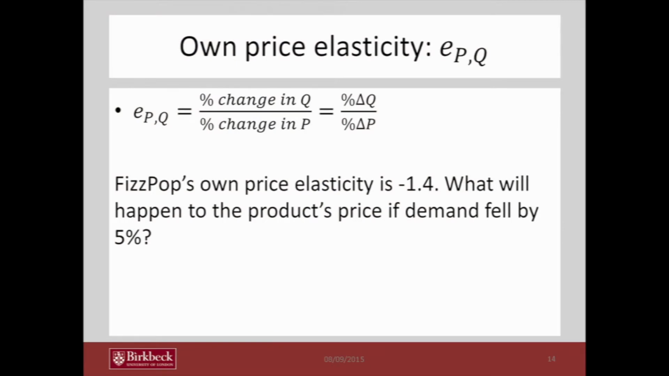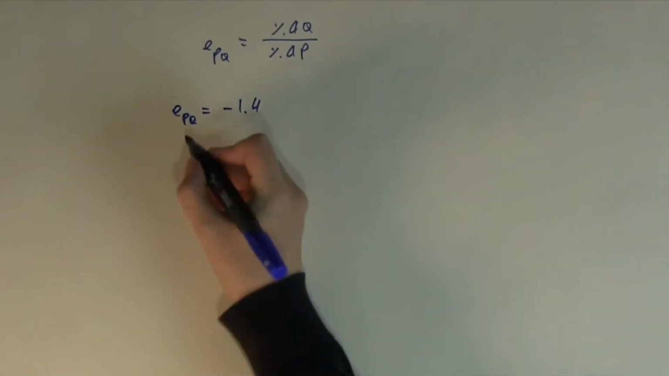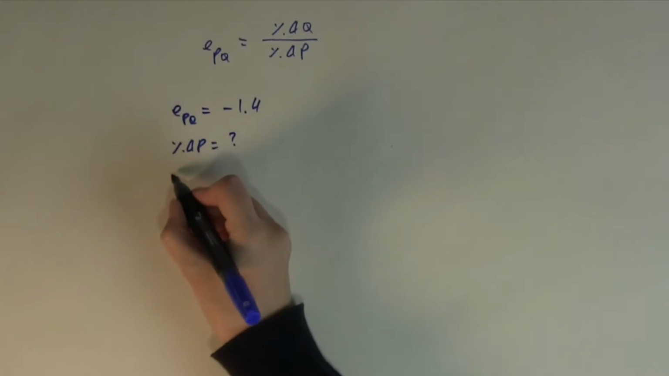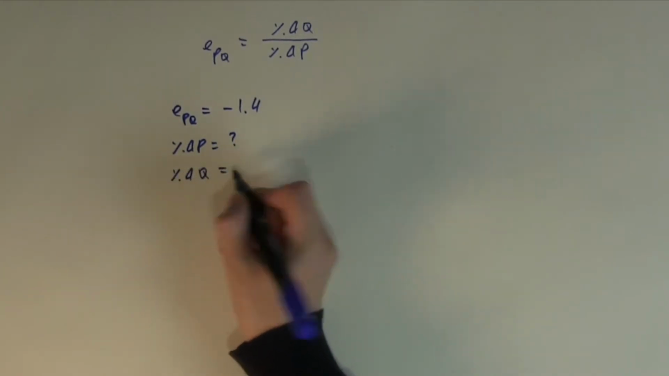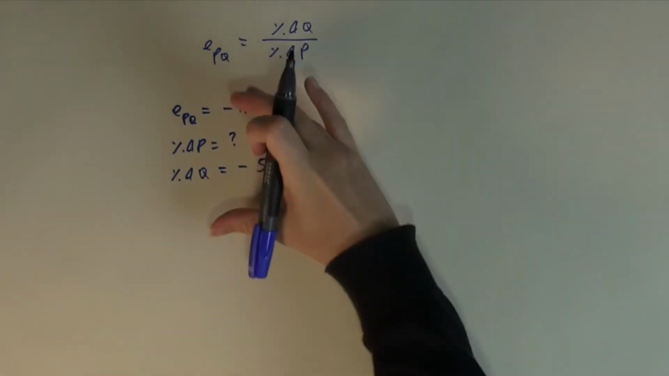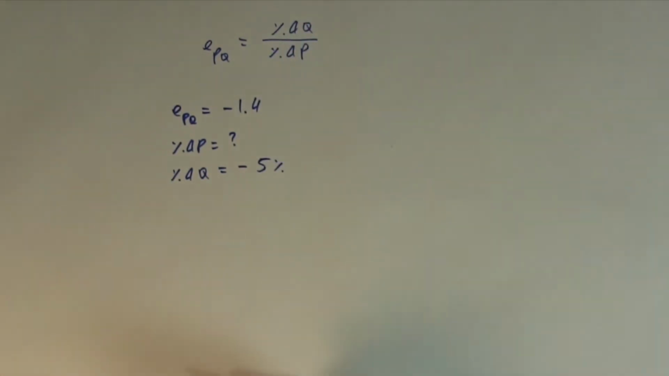One more example, and it's still around the own price elasticity. So EPQ equals percentage change in quantity divided by the percentage change in price. In the question, we know that Fizz Pop's own price elasticity is -1.4. The question is now, what will happen to the price, not to the quantity as previously, but what will happen to the price if demand fell by 5%? So the percentage change in demand, a fall, so this is a negative change, and by 5%. Use these numbers, put them back again in the formula, and try to see what we can do.